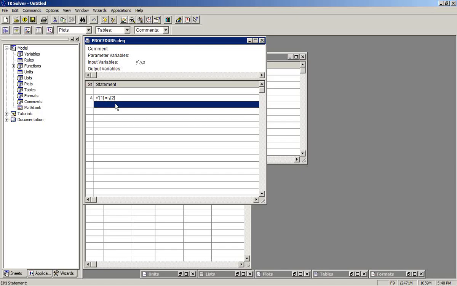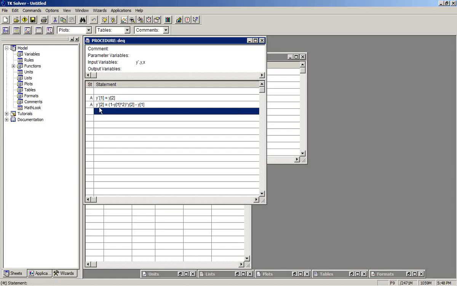My second equation, y prime 2, will be 1 minus y1 squared multiplied by y2, and then subtracting y1. And we can interpret that as the derivative of the second function of x is equal to 1 minus the first function squared times the second function minus the first.